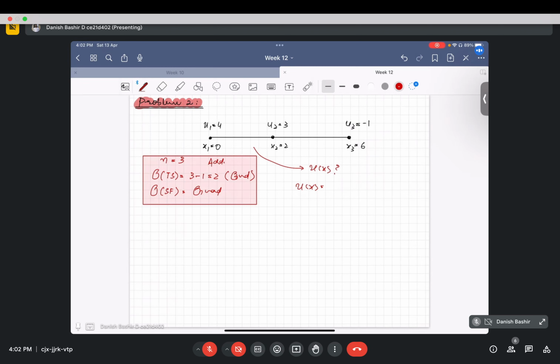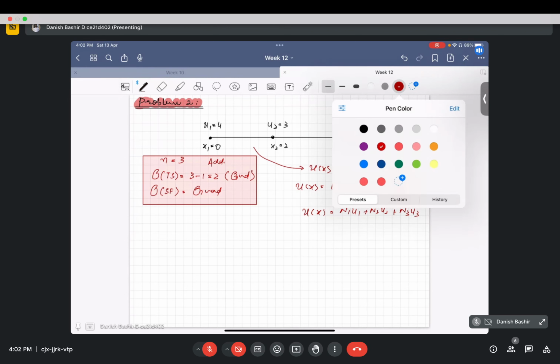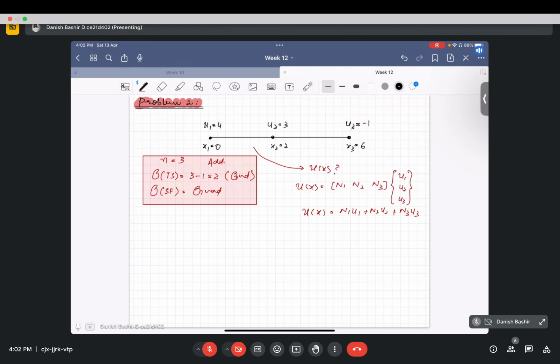So u of x will be N1, N2, N3 multiplied by u1, u2, u3. Very simple. You just don't get scared by this notation. It is simply N1 u1 plus N2 u2 plus N3 u3. It's just as simple as that. Then we can easily write the value of N1, N2, and N3 using the Lagrange interpolation function.